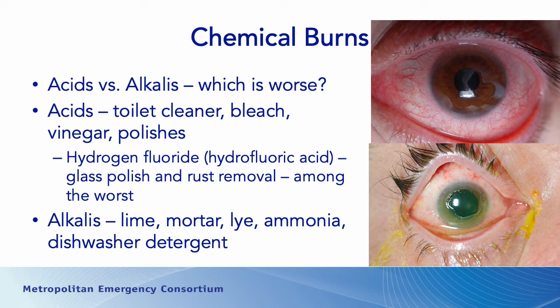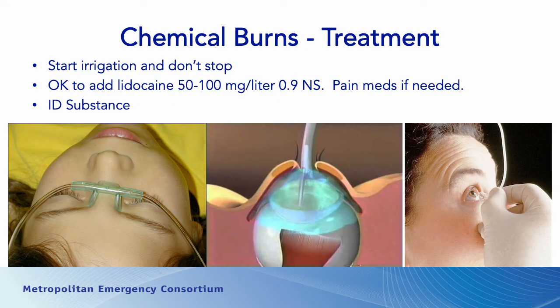Alkalis are things like lime, mortar, lye, ammonia. It's also in dishwasher detergents, which is why we don't like people to chew on the dishwasher tablets or pods. So what do we do for chemical burns?